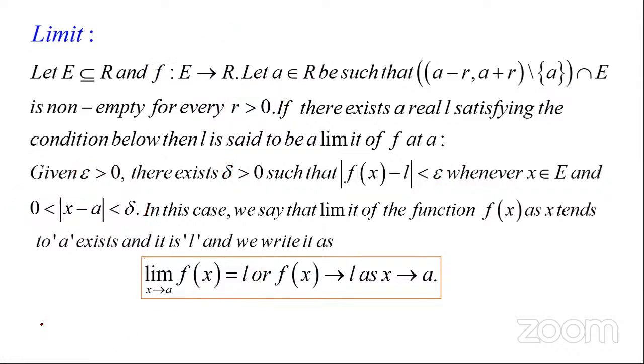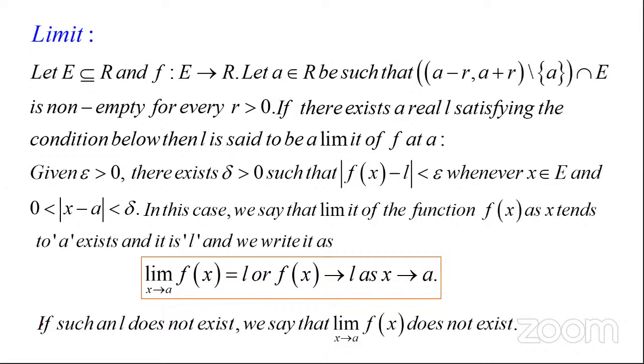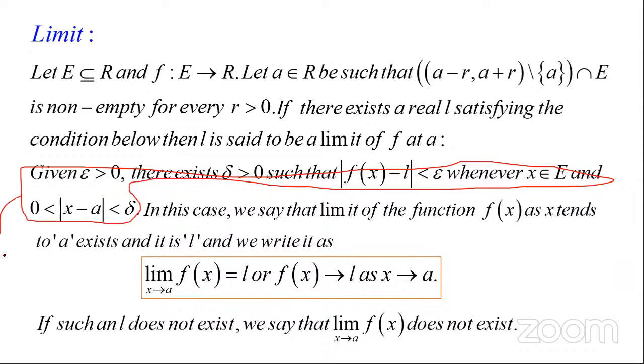Next, if L does not exist, then the limit x tends to a of f of x also does not exist. So this is the limit definition. You have to know this limit definition and the notation for the limit. This is most important.